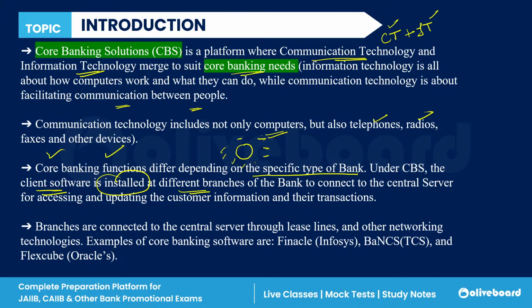It helps in accessing and updating the information. The branches are connected to the central server through leased line and other networking technologies. Examples of core banking solutions are Finacle and others. TCS uses BaNCS, Infosys is using Finacle, and FlexCube is used by Oracle. Clear? Done?